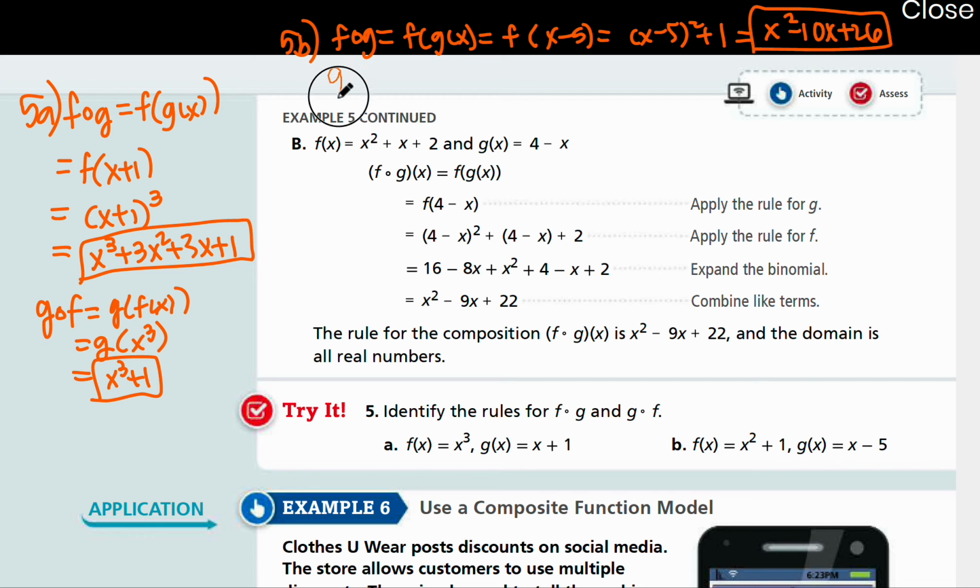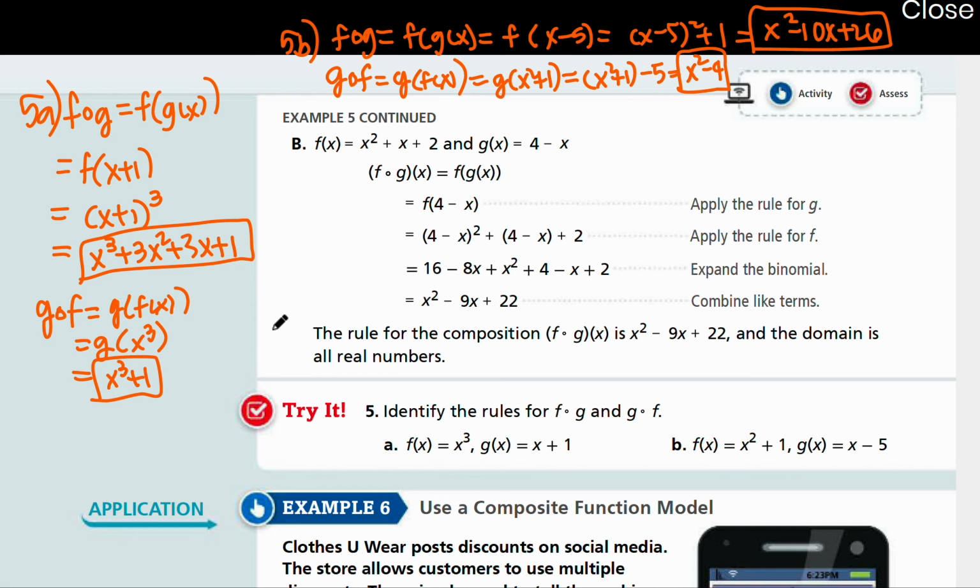Okay, and then g of f, which is g of f of x, which is g of x squared plus 1, which is x squared plus 1 minus 5. And so that's just equal to x squared minus 4. Okay, so those are the answers for 5A and B. Check your answers, see if you got it right. If you did, great job.